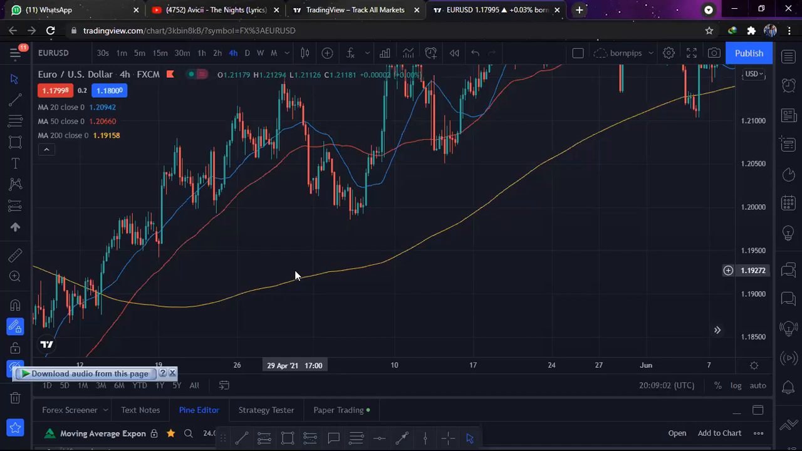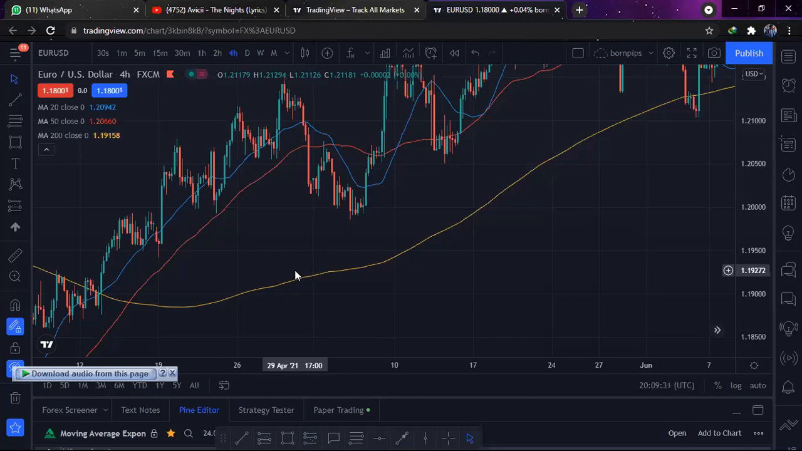How many MAs should one use on a chart? How many moving averages should one use on a chart? With what we are doing here, it is 3. We have MA20, MA50, and MA200.